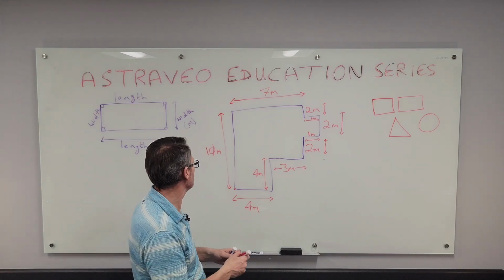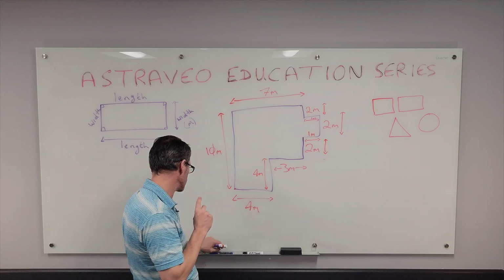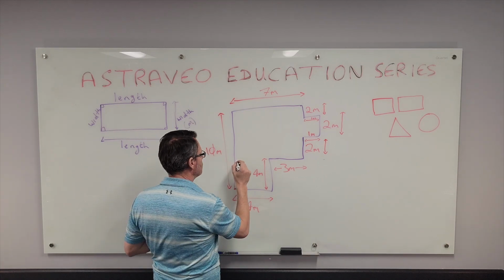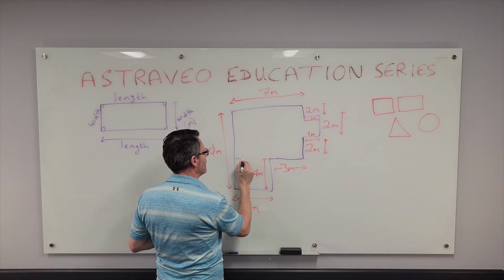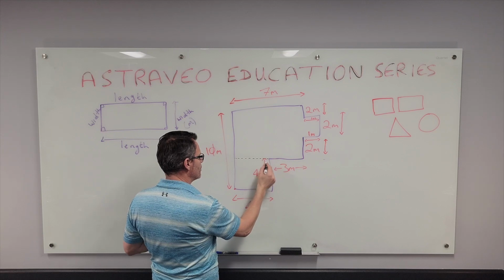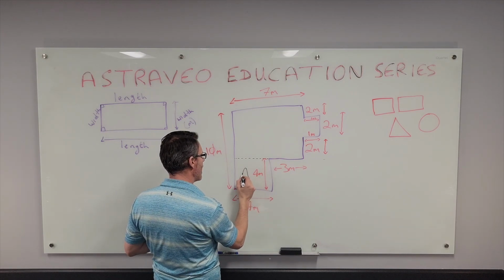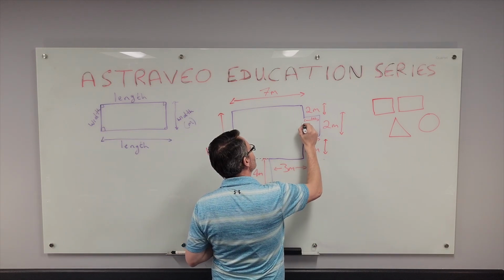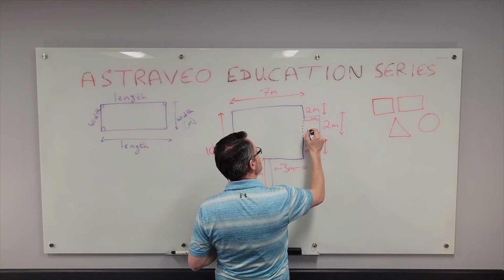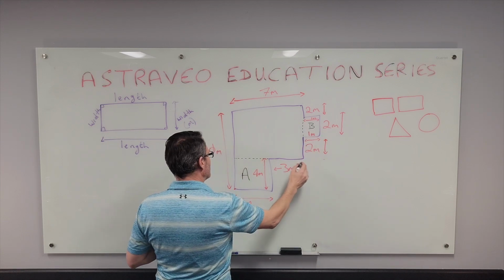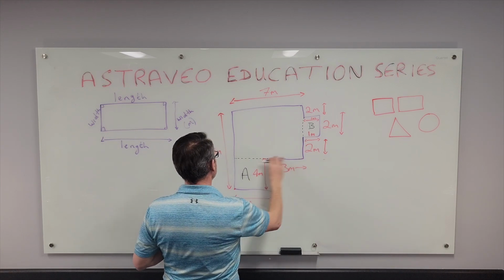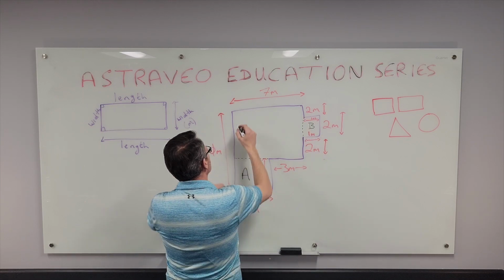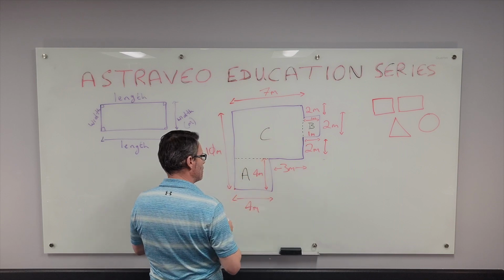So what we can do, and I'm going to use my red pen. Actually, I'm going to change colors here because I've already used red. I'm going to split this up into different shapes. If I do a dotted line, this is 4 meters by 4 meters. This is a square, and we're going to call it A. Well, I'm going to chop off here. We have a rectangle, 1 meter by 2 meters. I'm going to call this B. And then here we have 7 meters by 2, 2, and 2. So this is a rectangle, and we're going to call that C.